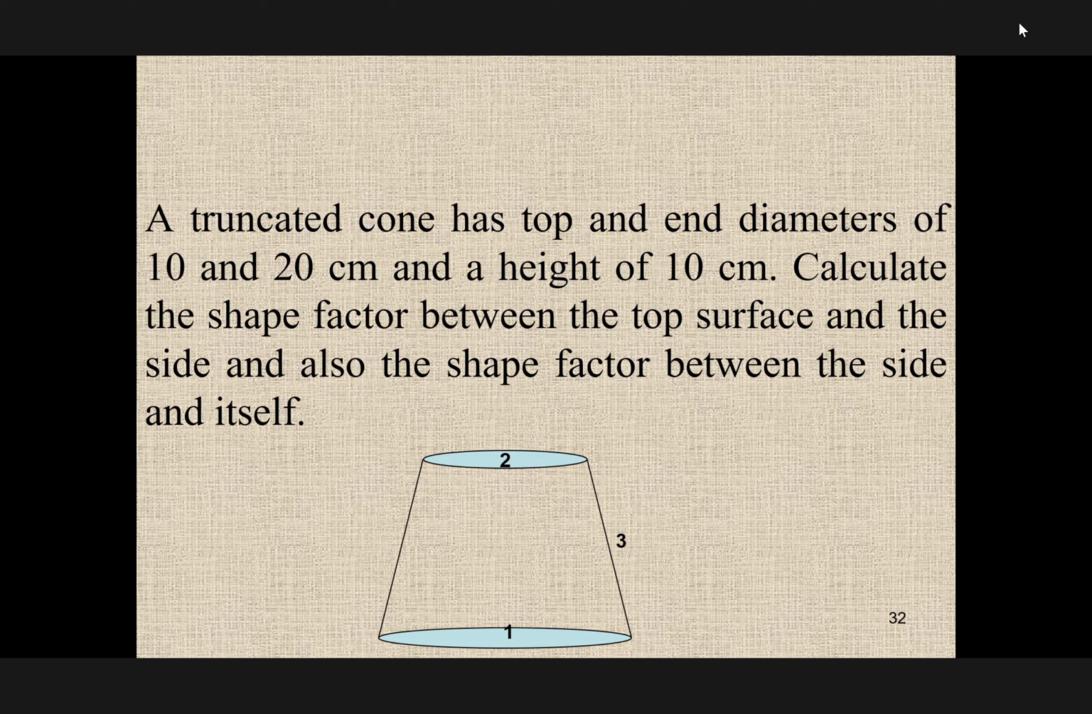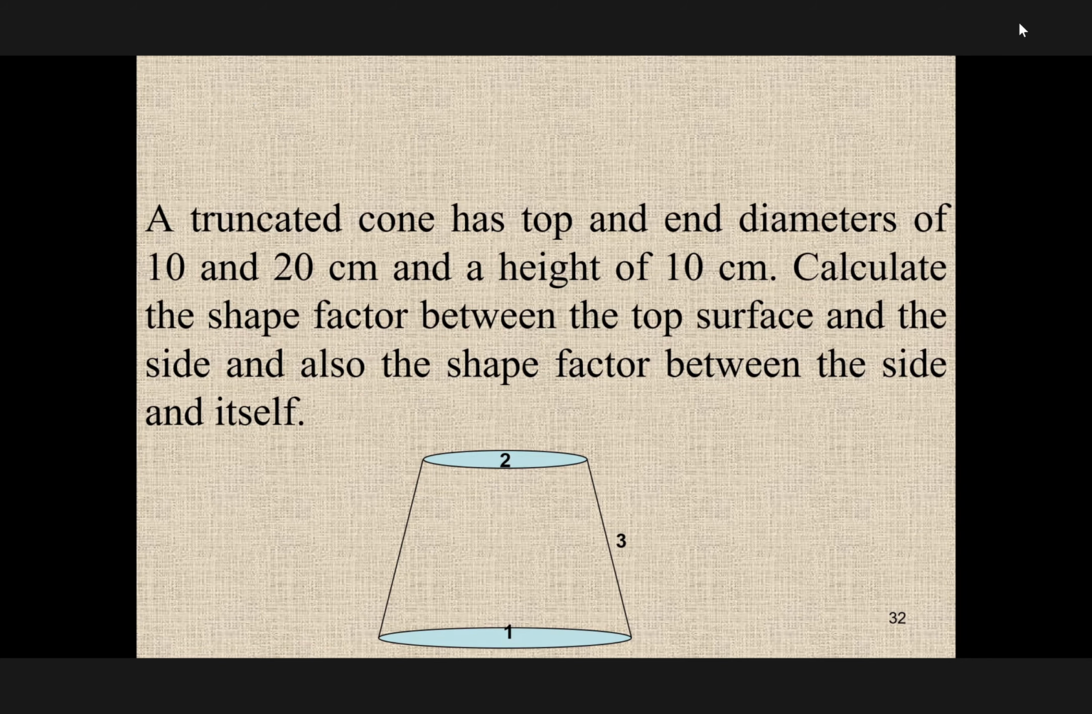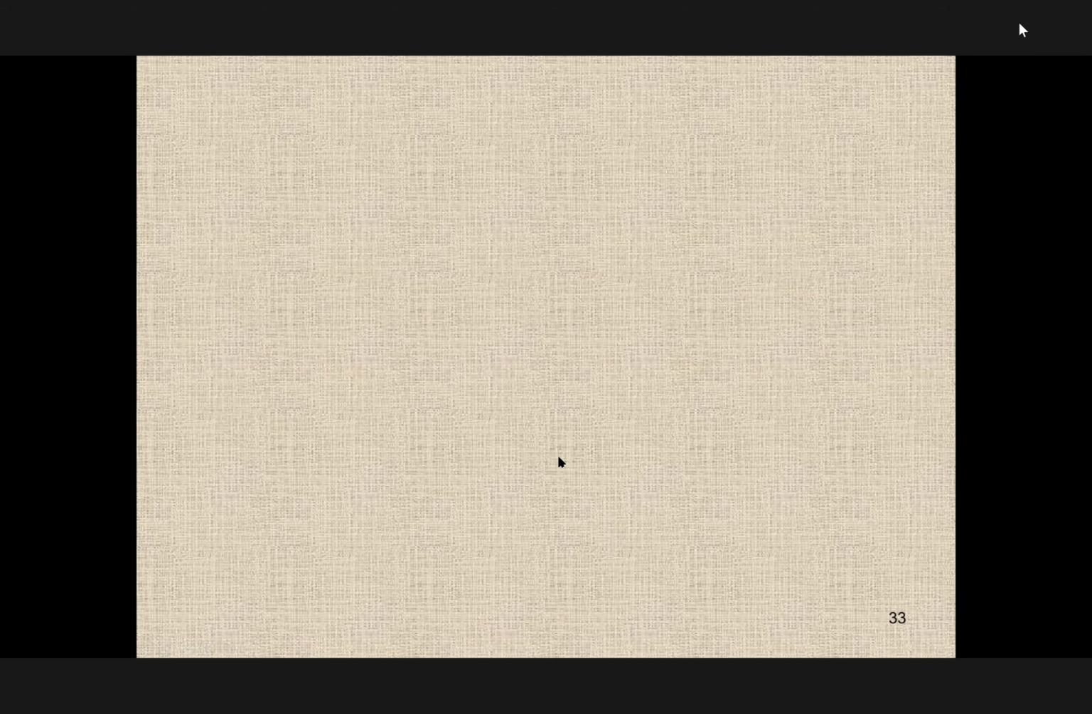Let's see if you're correct. You're right. Therefore, the shape factors of 2 to 1, 2 to 2, and 2 to 3 have to equal 1. The surface 2 is flat and cannot see itself, therefore 2 to 2 equals 0. Do you agree? Yes, sir. Therefore, now we have to calculate the shape factor of 2 to 3.